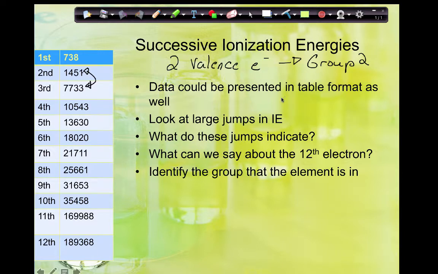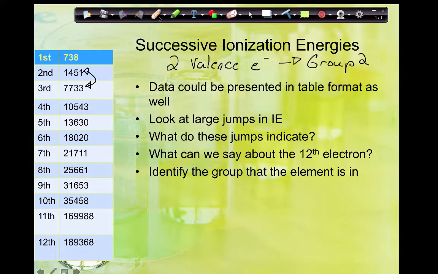We're going to remove those 2 electrons. The next electron that I would need to remove would be on an inner energy level, which makes it harder, which means that there's going to be a huge jump between those electrons. So those jumps, we're looking for the largest jumps. Those jumps are going to indicate that we've moved into an inside energy level. If we're looking at the 12th electron, though, really the only thing that we can say is that it's the closest one to the nucleus from the data that we have seen here. And if we want to identify the group that the element is, well, it's in group 2 because it has 2 valence electrons.